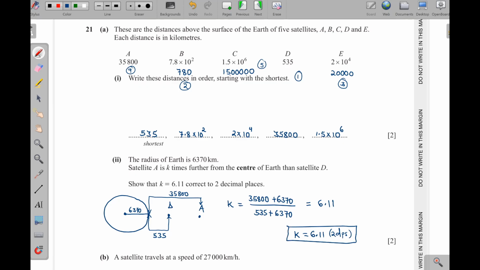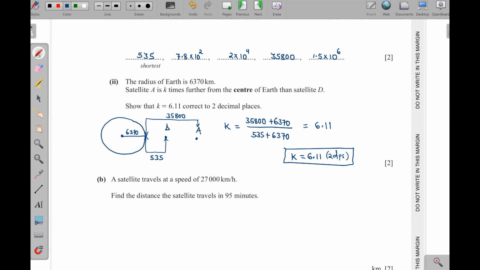As simple as that. Then part B, a satellite travels at a speed of 27,000 kilometers per hour. Find the distance the satellite travels in 95 minutes. Now, distance, speed, and time are connected here. We are given the speed, we need the distance. So the one that you need is the one you cover. So distance is equal to speed times time.